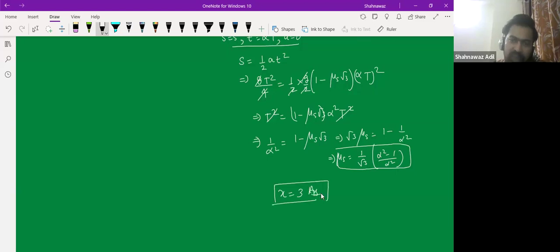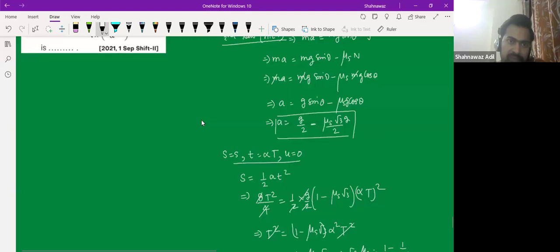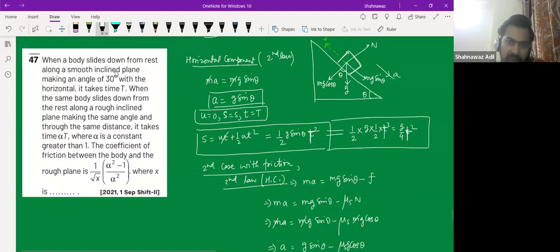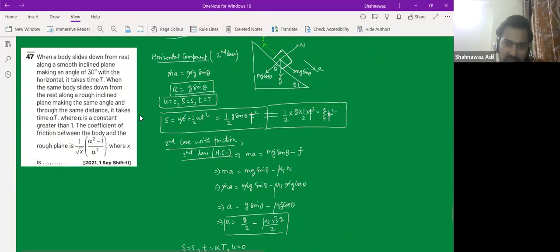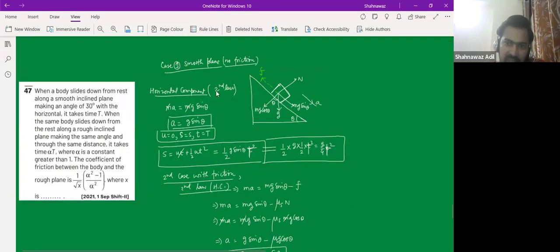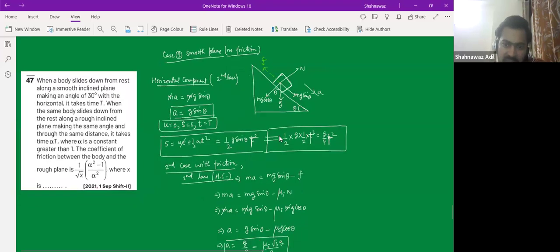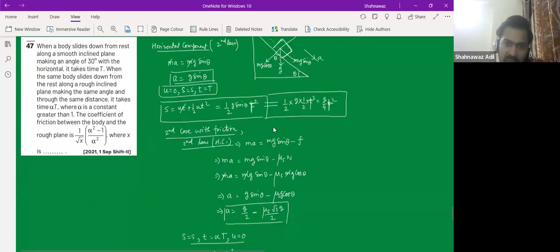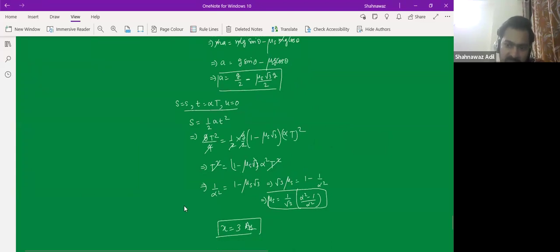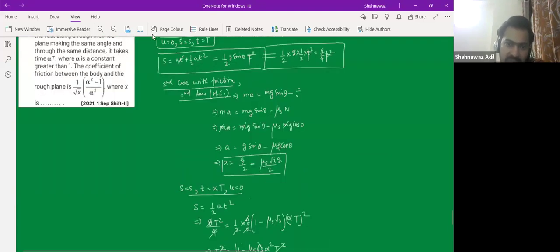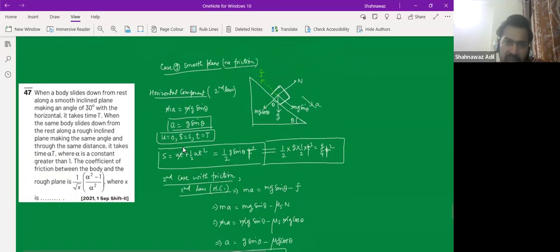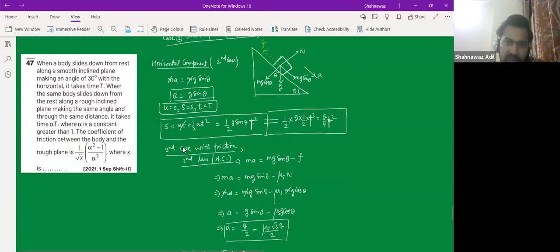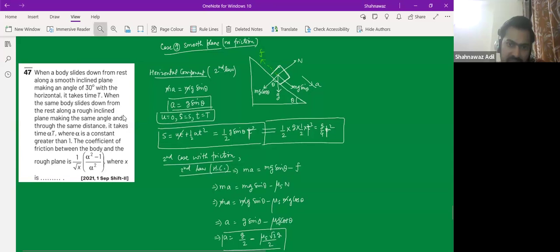Right. So this was the question. Is this question clear, everyone? We didn't do anything complicated. This was a simple question, right? We just added this friction, calculated acceleration, and then calculated this mu s. The only crucial part was that these two distances were the same. Is it clear, everyone? Is it clear, guys?